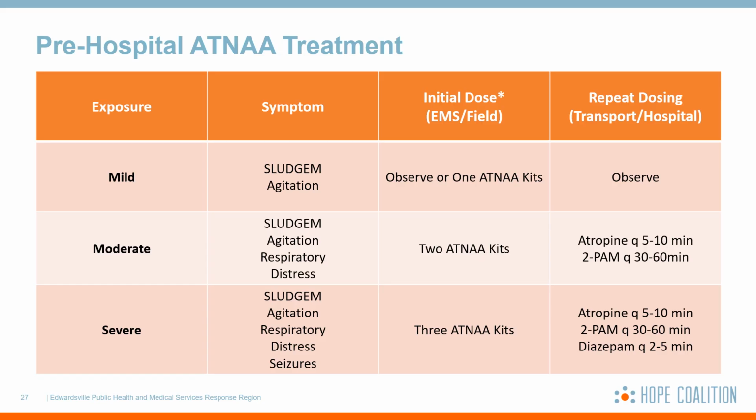If your patient had SLUDGEM, agitation, respiratory distress, and seizures, this would be considered a severe exposure. You would use 3 kits in your initial dose in the field, and then your repeating dose would be atropine, 2-PAM, and diazepam. Note the initial dose in the field by EMS and the repeating dose is done during transport or at the hospital.